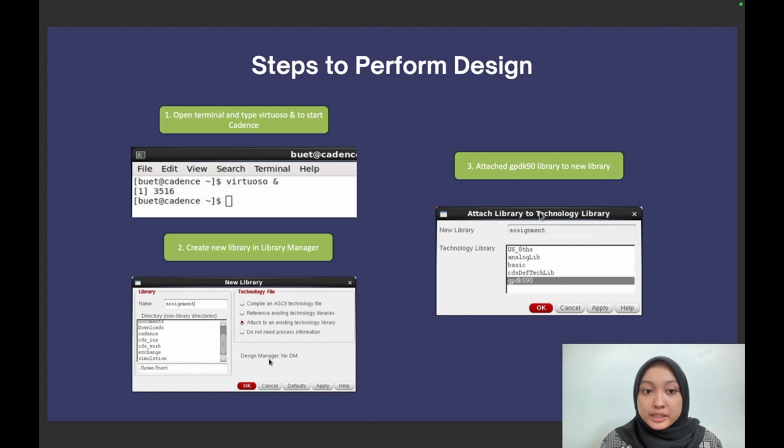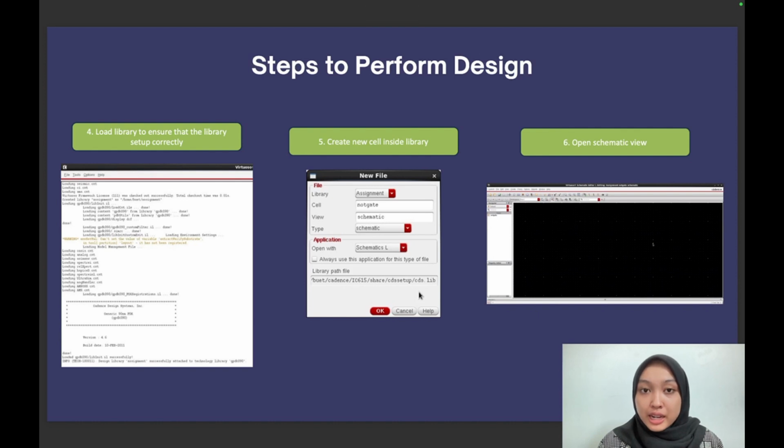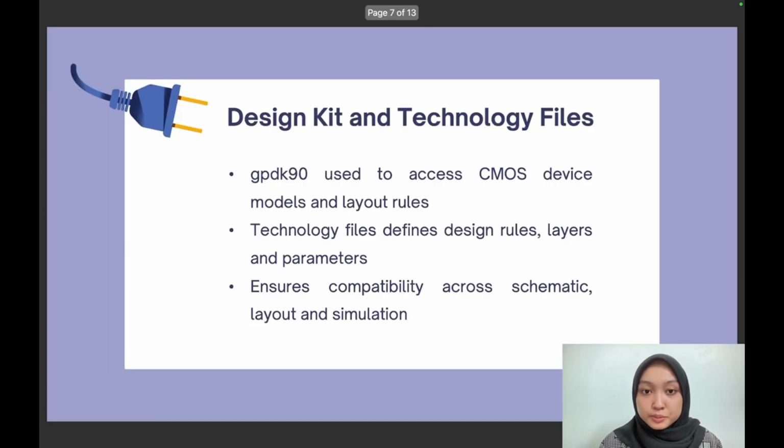First, open the terminal and type virtuoso & to start Cadence. Second, create a new library in Library Manager. Third, attach the GPDK90 library to the new library. Fourth, load the library to ensure that it is set up correctly, so make sure the library is successfully loaded. Next, create a new cell inside the library. And last one, open the schematic view.